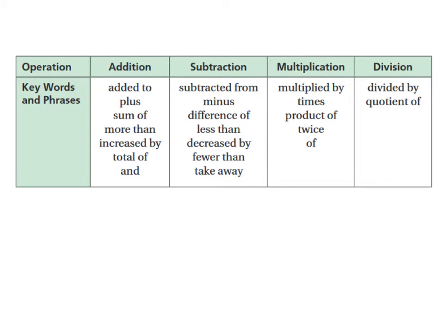When you hear the words added to, plus, sum of, more than, increased by, total of, that indicates addition. When you hear subtracted from, minus, difference of, less than, decreased by, fewer than, take away, that indicates you need to subtract. When you hear multiplied by, times, product of, twice, and the word of, that indicates you need to multiply. And when you hear divided by or quotient of, that indicates that you need to use division.